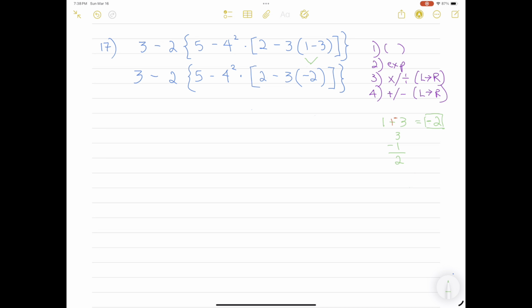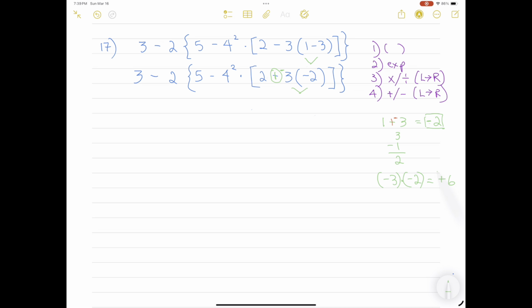Now I look at the problem. The most inside brackets contains 2 minus 3 times negative 2. Now this is an interesting problem. That negative sign complicates things. So I remember when I subtract something, I add its opposite. So now I have 2 plus negative 3 times negative 2. So I need to solve the multiplication first. Negative 3 times negative 2 equals positive 6.